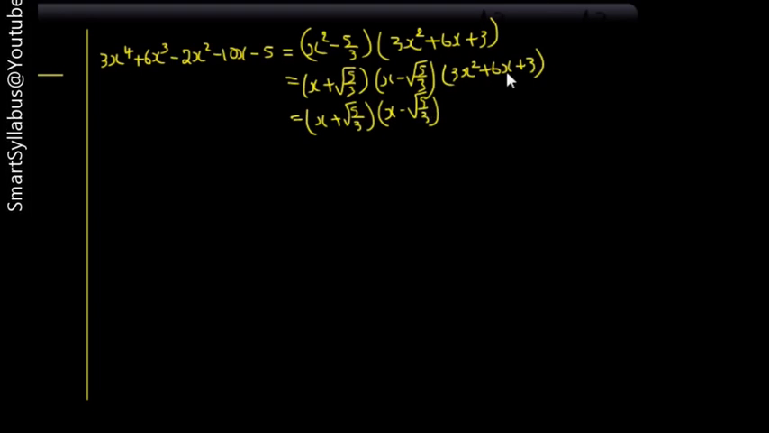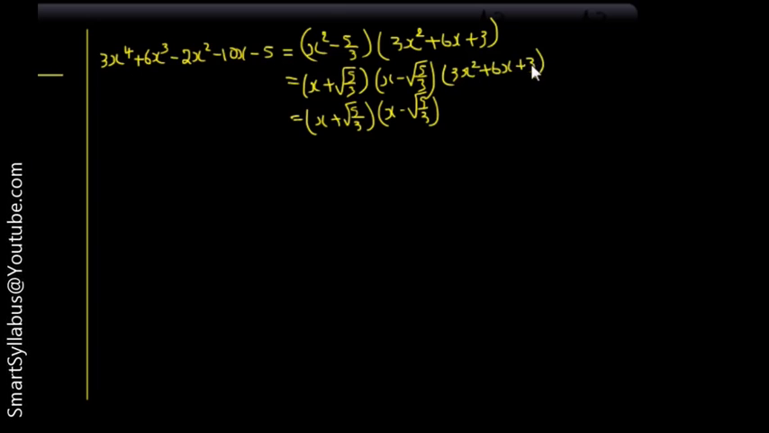Now the remaining roots are here, so we have to solve this quadratic polynomial. How to solve a quadratic polynomial was already discussed in the previous videos on polynomials. You can go and check in those videos, the link is in the description. Now what we do here: first multiply the last term and the coefficient of x squared, that's 3. So 3 into 3 is 9, then plus 6 here.